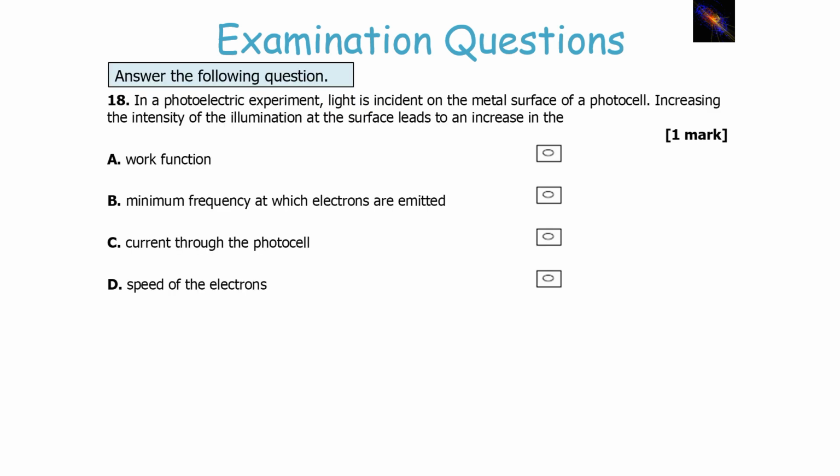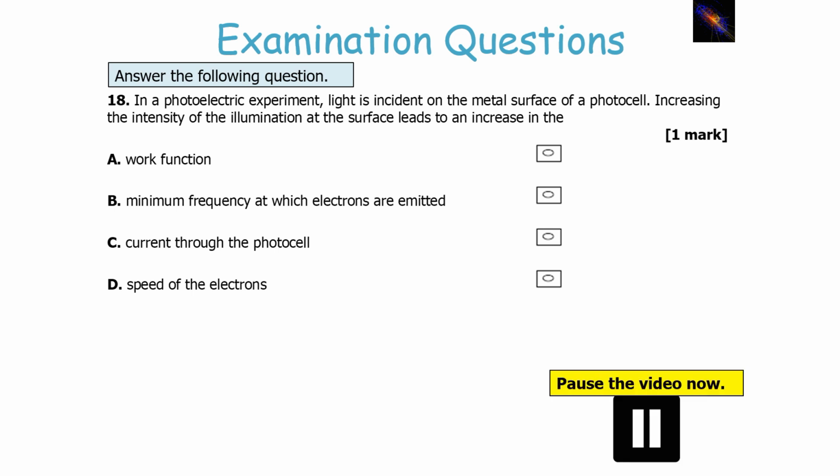Next one. In a photoelectric experiment, light incident on the metal surface of a photocell then has an increased intensity of illumination. So what will then increase? So pause the video now, then unpause the video when you want to go through your answer.